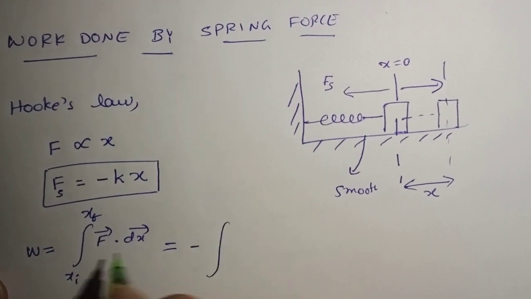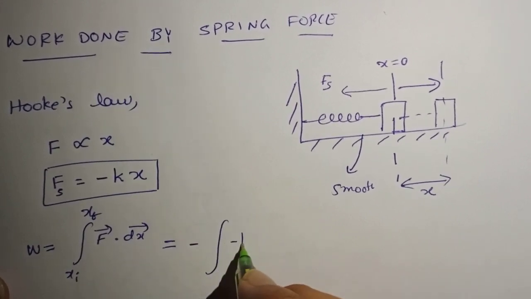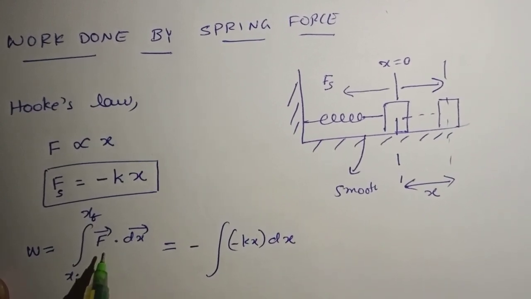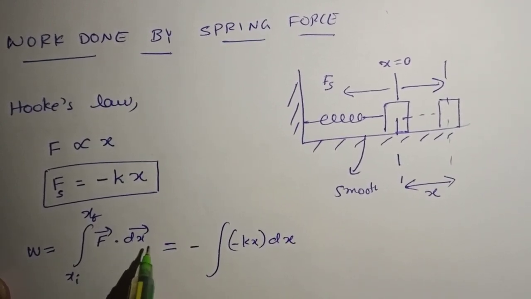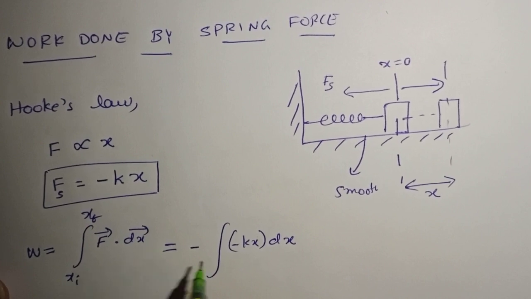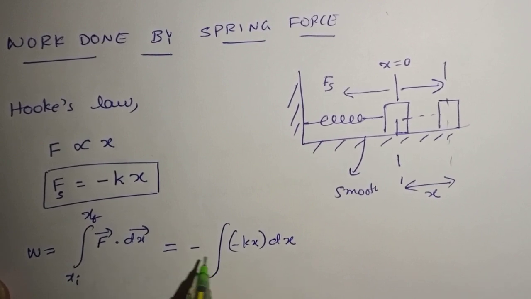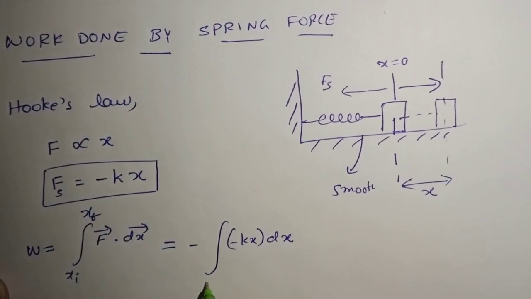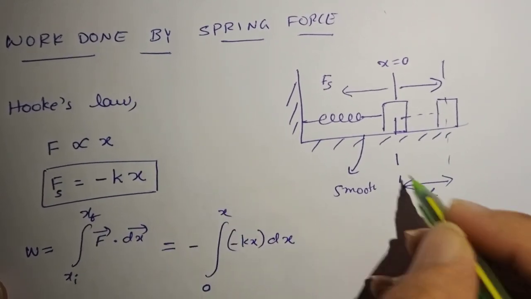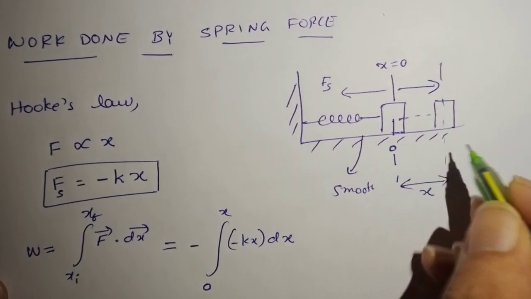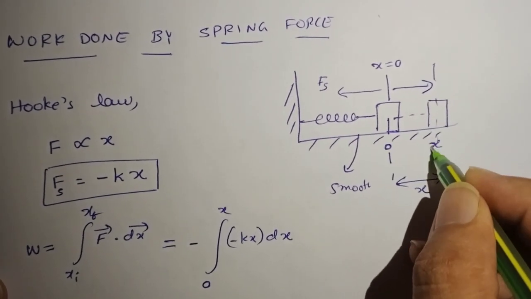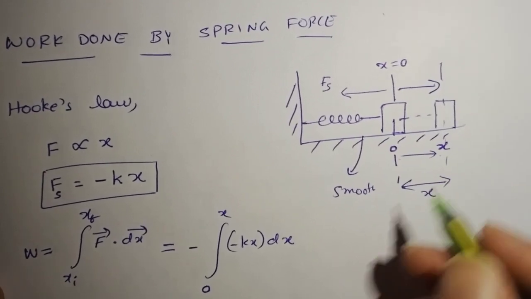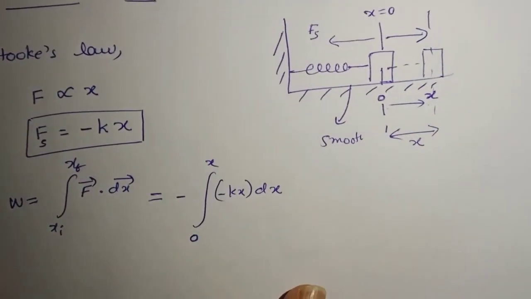So minus integration of, what is F? F is equal to minus kx into dx. Actually, how should I write? F into dx into cos 180. Cos 180 is minus 1. That minus 1 I have written here. And in the place of F, I have written minus kx. So between the limits 0 to x. So this was the equilibrium position, x is equal to 0. Now here extension is equal to x. Okay, from 0 to x, what is the work done? We have to calculate.